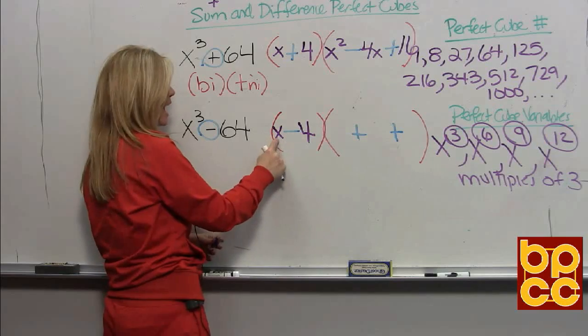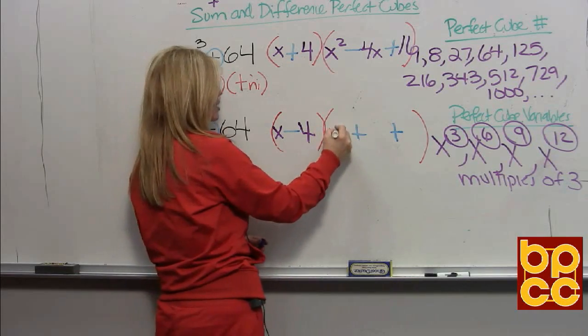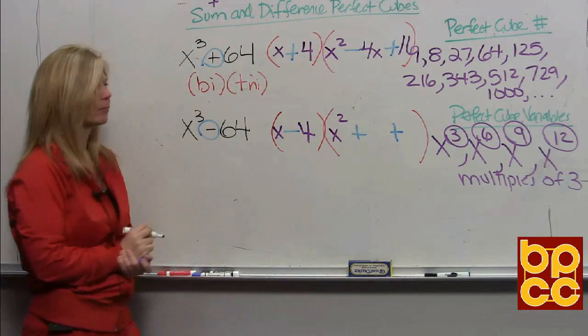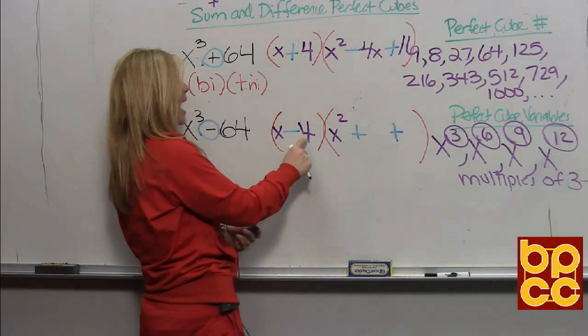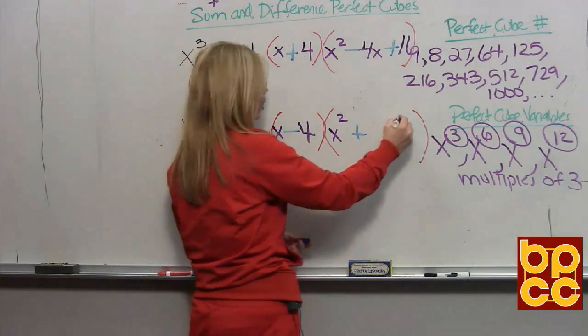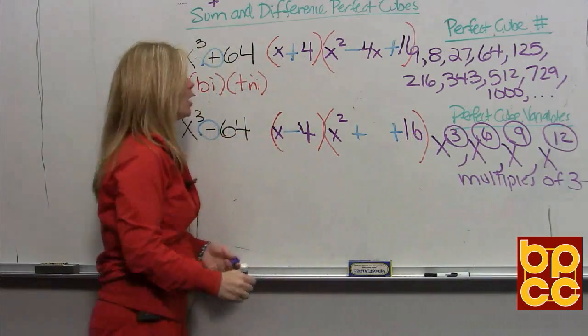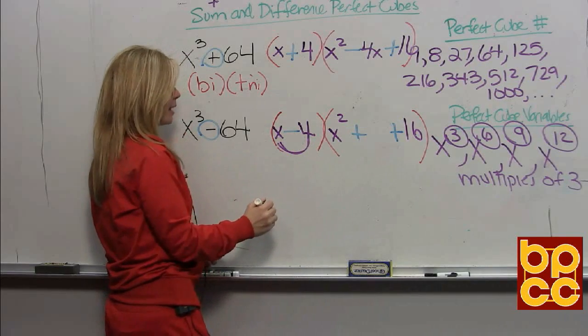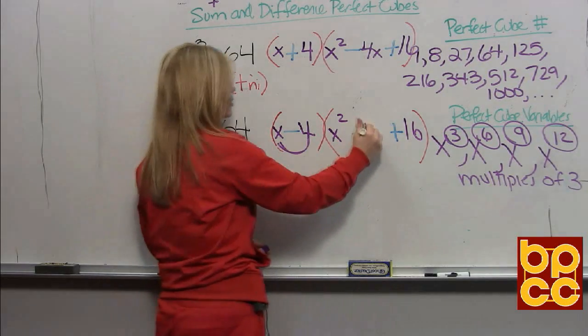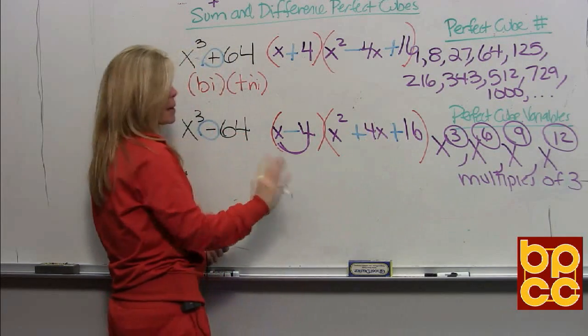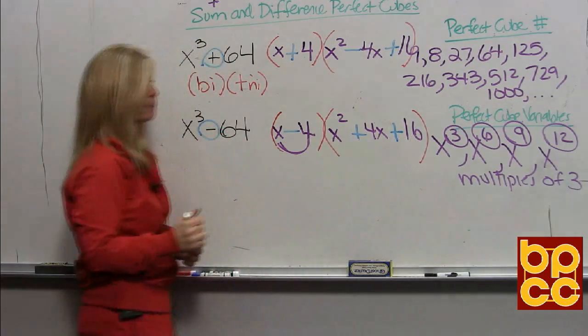So who's first? X. Square it. X times x is x squared. Square the last. Who's last? 4. 4 times 4 is 16. You multiply these to make the middle. X times 4 is 4x. You don't worry about the symbols. They've already been put in.